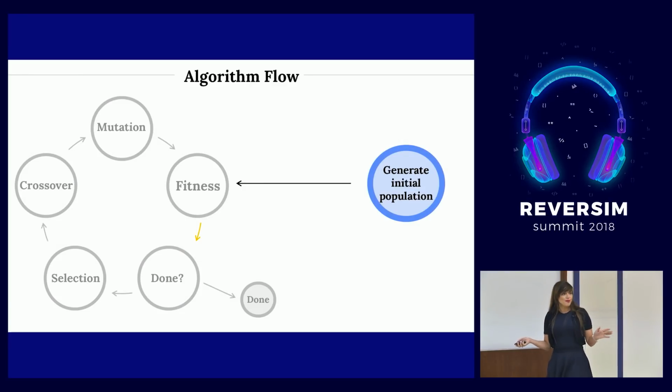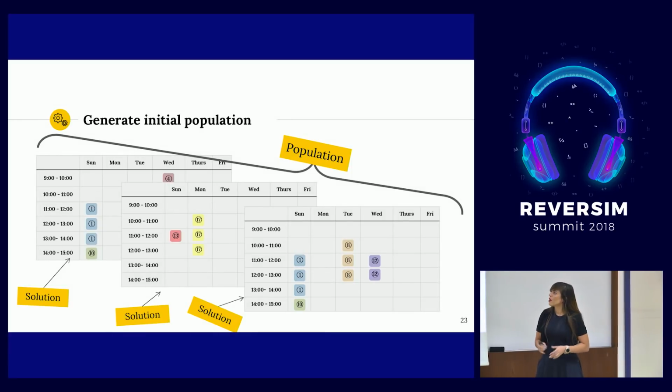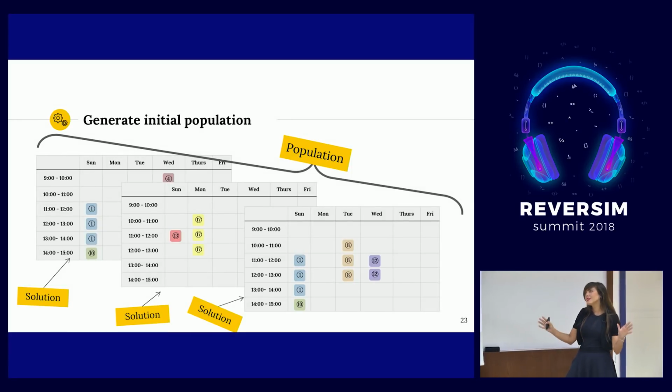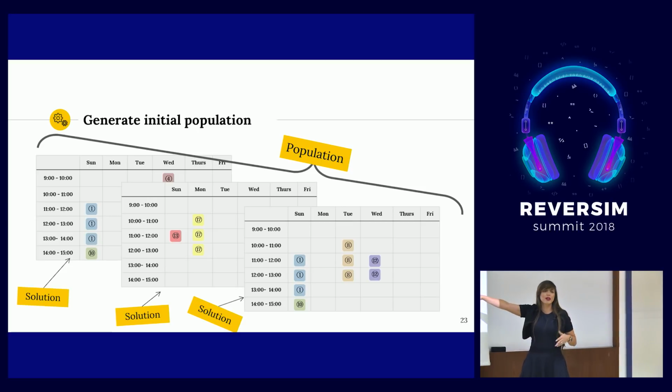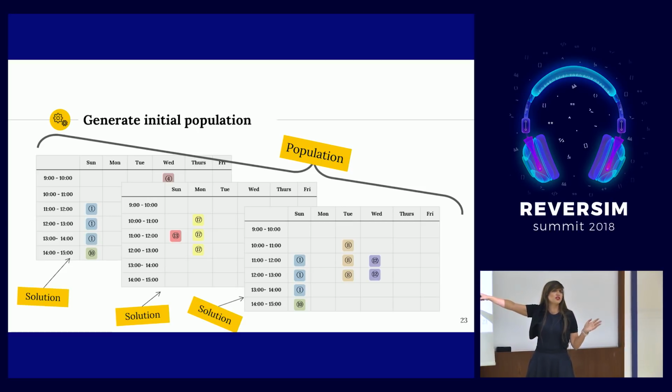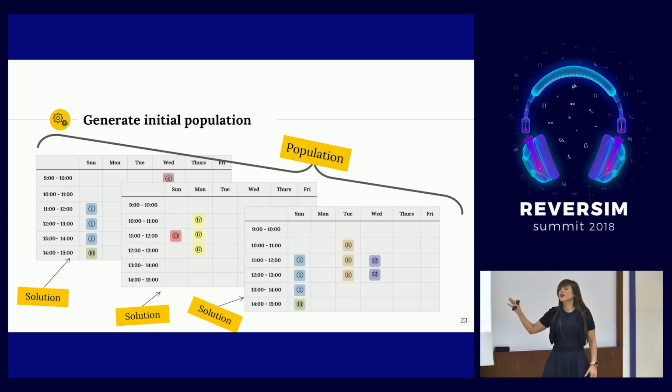All right, the first step: generating an initial population. So we had the timetable problem. Please notice that over here it's numbers instead of names, because I thought it would be easier for you to see. Just assume that these are classes. So a solution is a timetable. Many solutions construct a population, and all of these populations together are many generations.